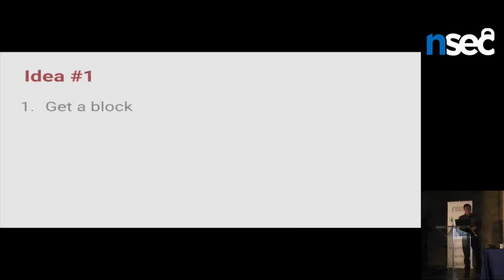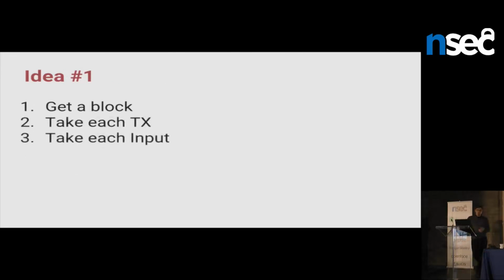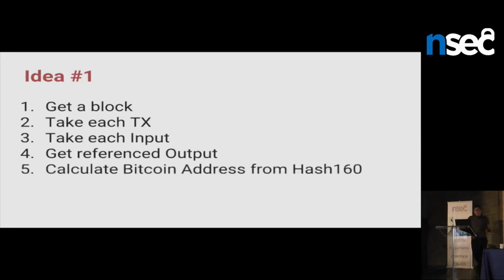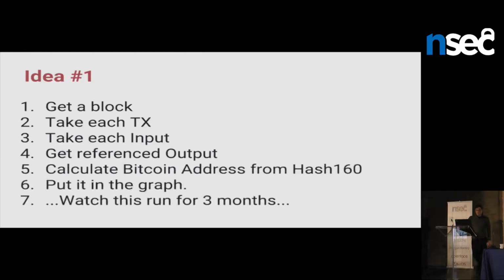So idea number one: get a block from the blockchain. Take each transaction of this block. Take each input of the transaction. Get the referenced output to get the hash 160. Calculate the Bitcoin addresses from this hash 160, put it in the graph, and finally watch it run for 3 months and flipping tables. So basically, the first idea was wrong.